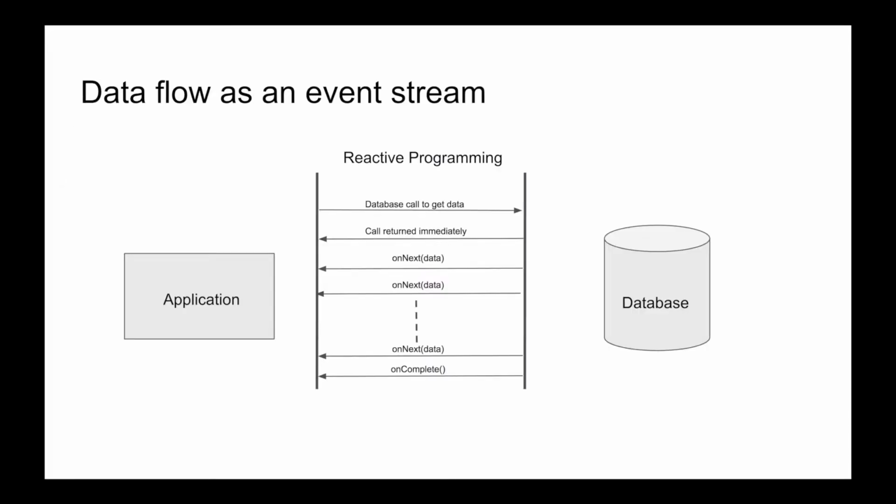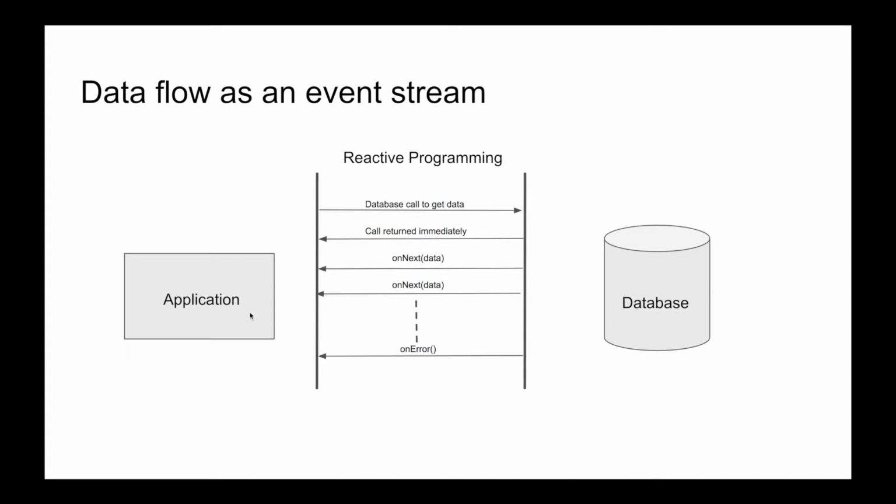Let's try to understand how data flows as an event in reactive programming. For example, let's assume that this application is making one database call to get some data. In reactive programming, as soon as an application makes a database call to get the data, the call returns immediately without any data. Then the application receives an onNext signal with some data in the next call. In a similar way, the application will receive another onNext signal with some data. It will continue until all the data are sent to the application, and then finally we will receive one onComplete signal.